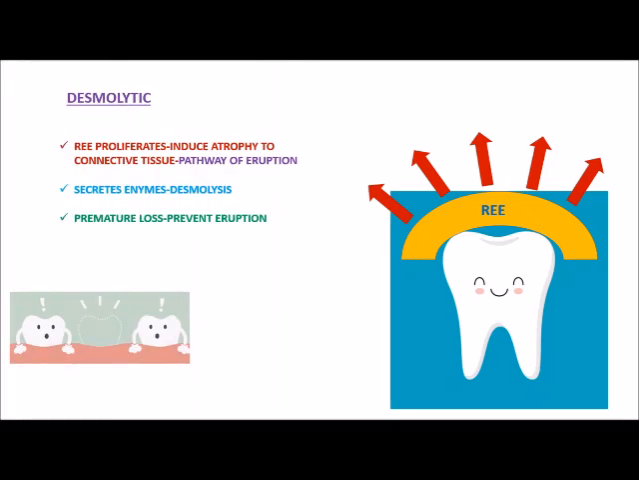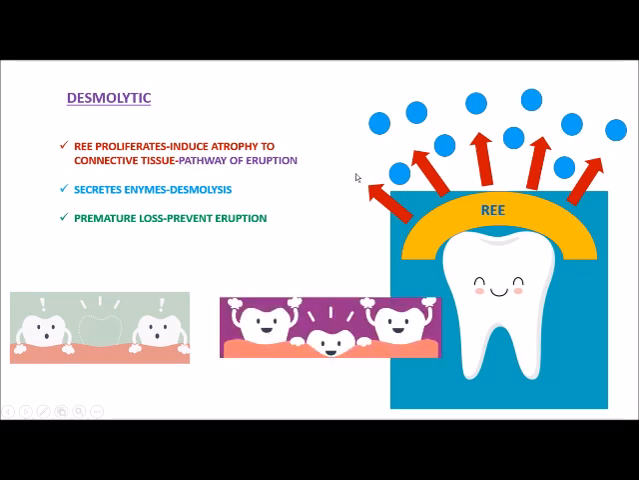Next is desmolytic stage. Here you can see the reduced enamel epithelium covers the newly formed enamel, and they secrete enzyme to the surrounding connective tissue, and that will cause atrophy to the connective tissue, and this will aid in the formation of pathway of eruption. Premature loss of reduced enamel epithelium will prevent eruption.